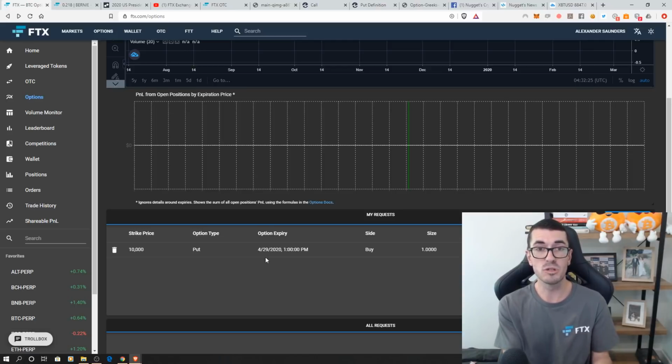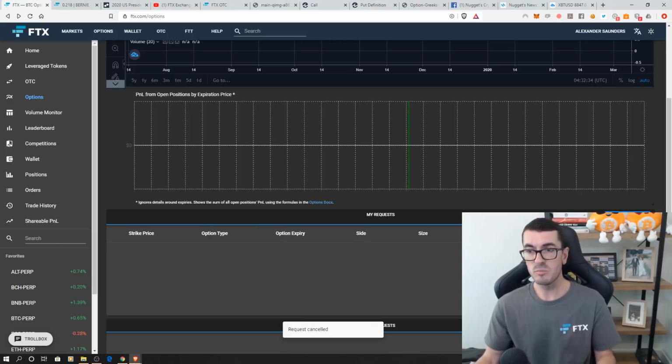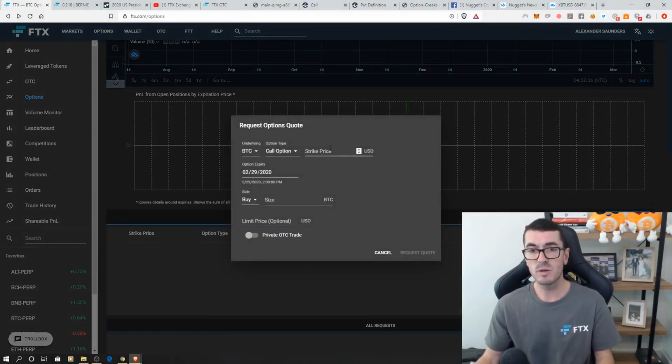almost like insurance. Buying puts is like buying insurance in case your portfolio has a fall in future, and you can hedge this way. So let's do a more advanced trade. Let's actually sell someone a put.